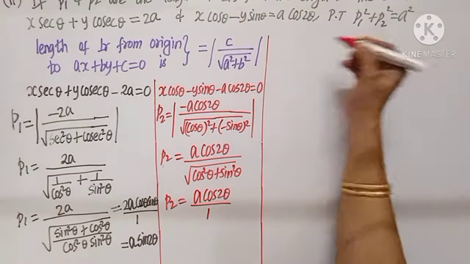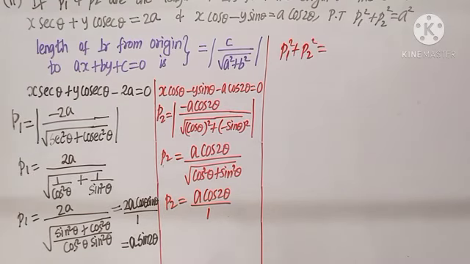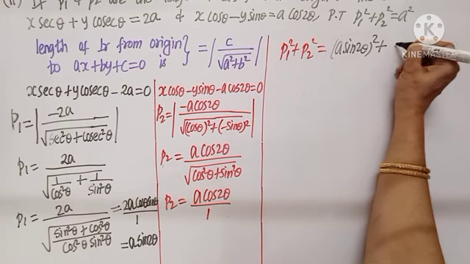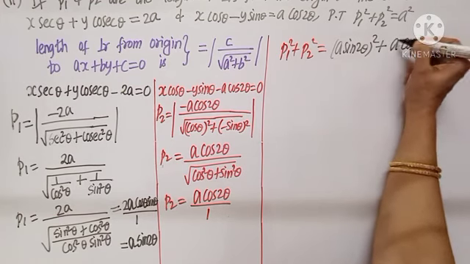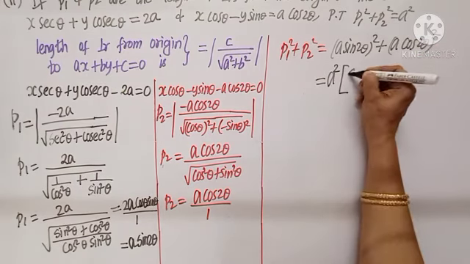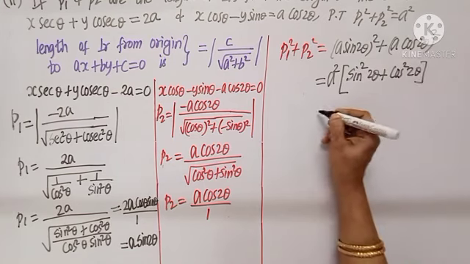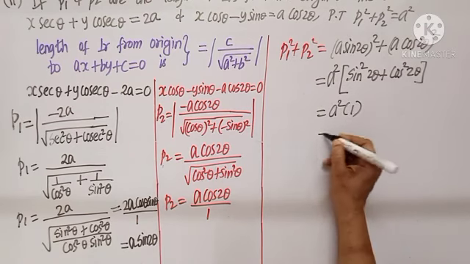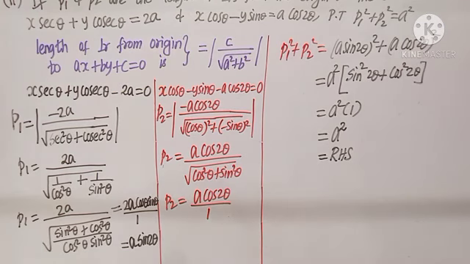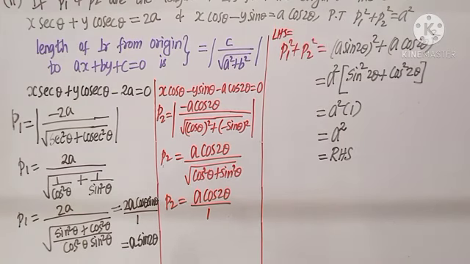The question is to prove P1 square plus P2 square. What is P1 square plus P2 square? P1 is A sin 2 theta the whole square plus P2 is A cos 2 theta the whole square. As we square, A square is common. I am left with sin square 2 theta plus cos square 2 theta. Sin square plus cos square is 1. So we get A square into 1, that is A square, which is the RHS. We started with the LHS and we have arrived at the RHS and hence the problem.